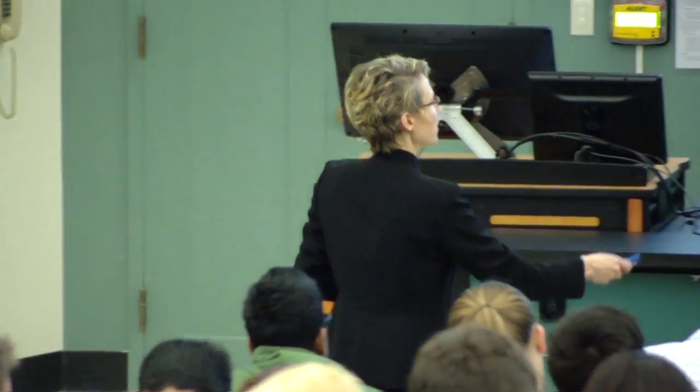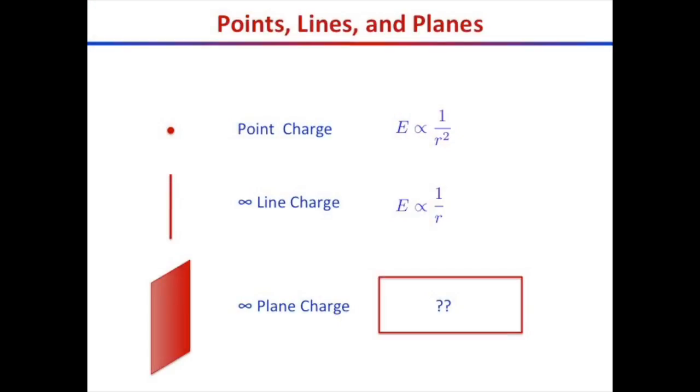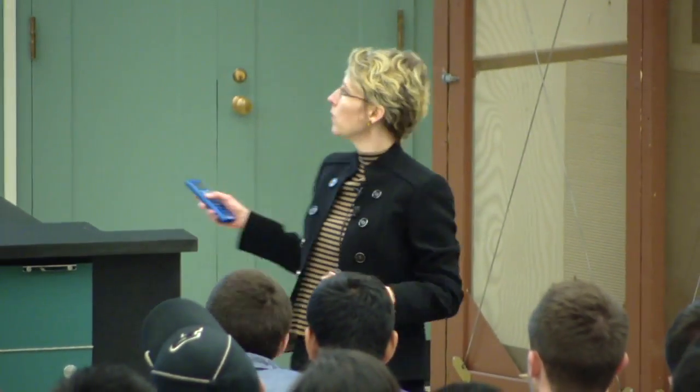Based on that trend, can you make a guess as to what would happen if I did the infinite plane of charge, or an infinite sheet charge? So that went 1 over r to the 2, 1 over r to the 1. What do you expect here in this trend? And then we'll calculate and see if our guess is right. This is just a guess. So what's a guess as to how it might go?